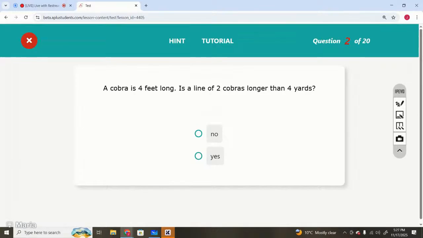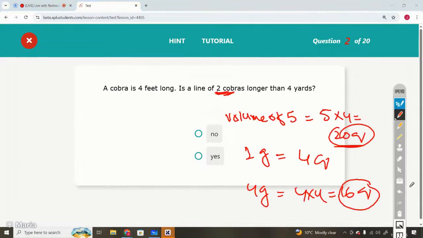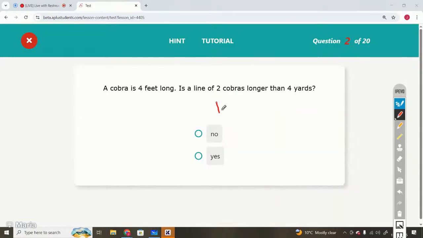A cobra is 4 feet long. Is a line of 2 cobras longer than 4 yards? One cobra is 4 feet long, right? So then 2 cobras is equal to the length of 2 cobras. That is 2 times 4, 8 feet it is, right?